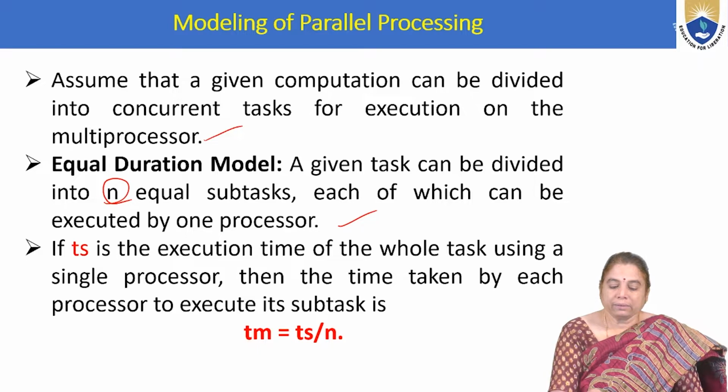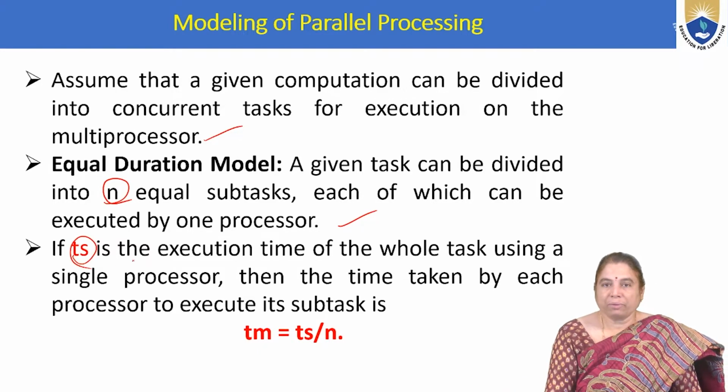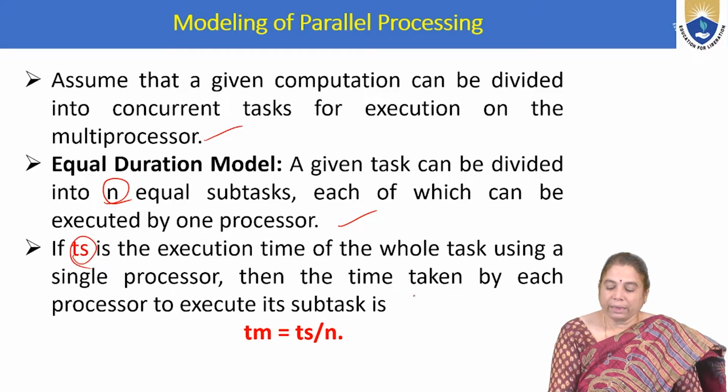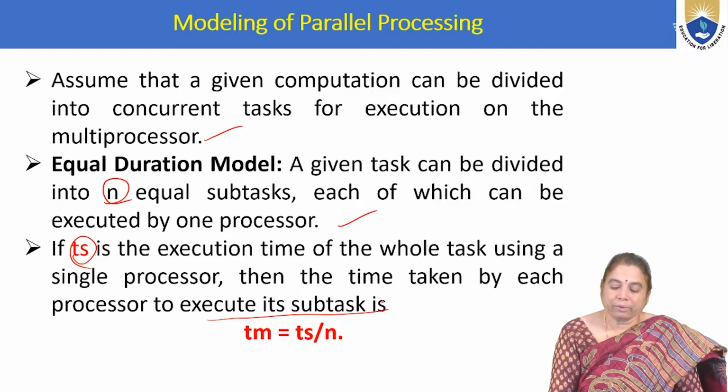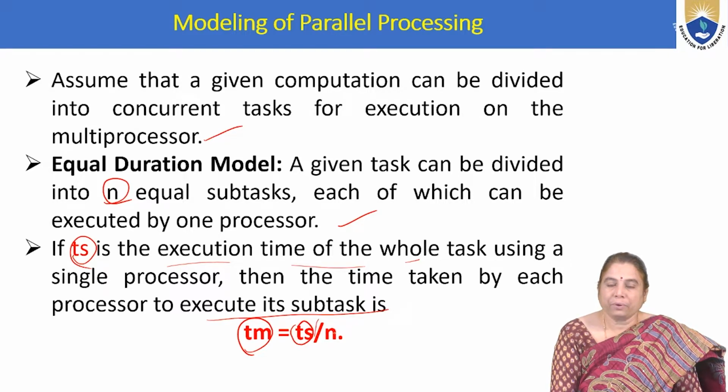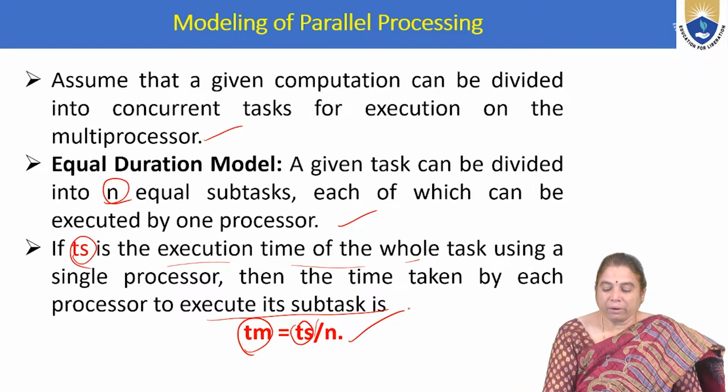If TS is the execution time of the whole task using a single processor, then the time taken by each processor to execute its subtask can be represented as TM. The total time for execution of the whole task is TS. With n subtasks, TS by n is the time taken by each processor to execute a subtask.